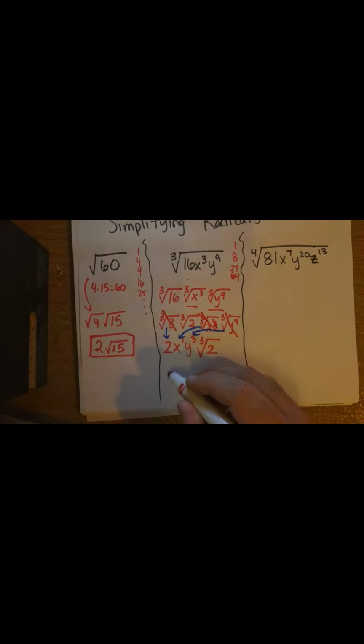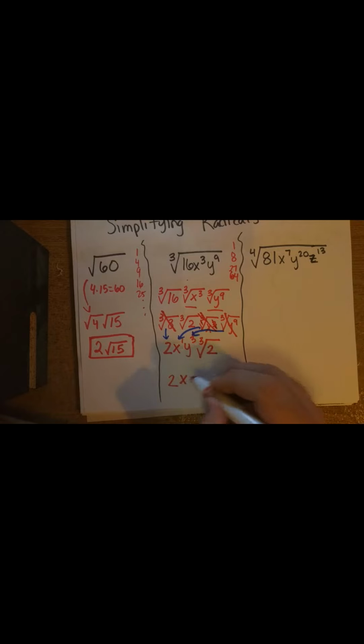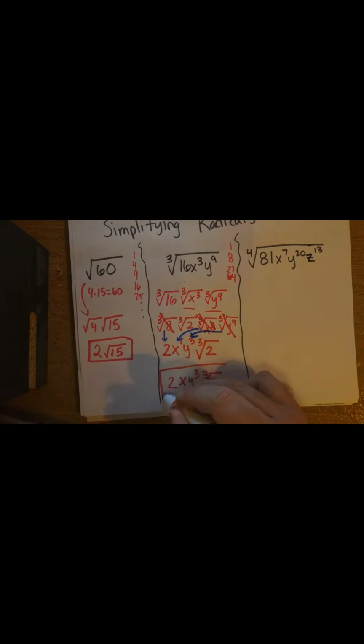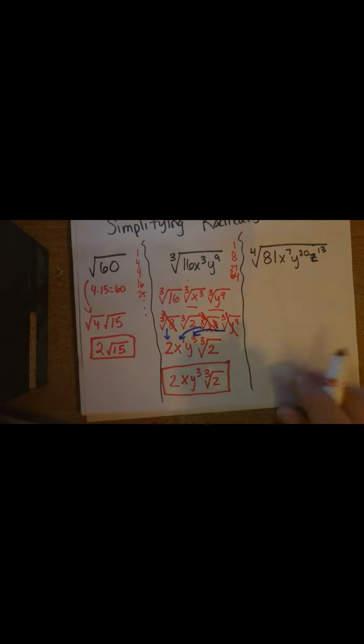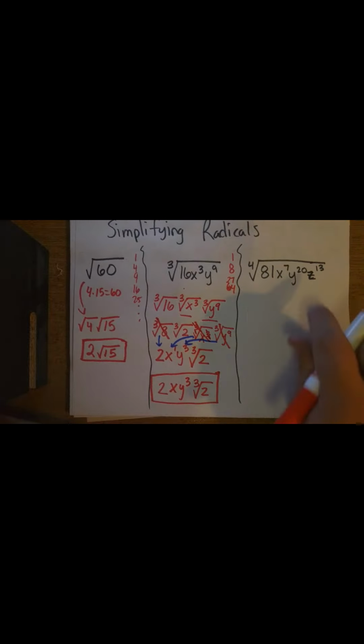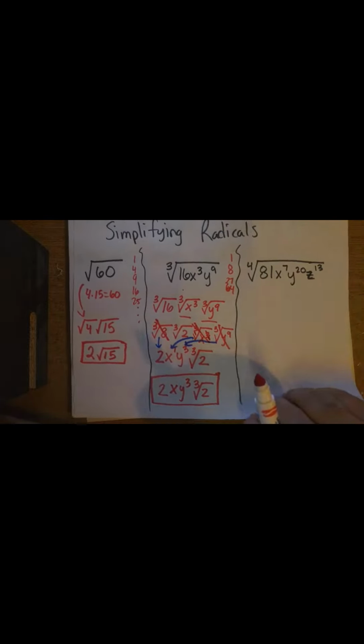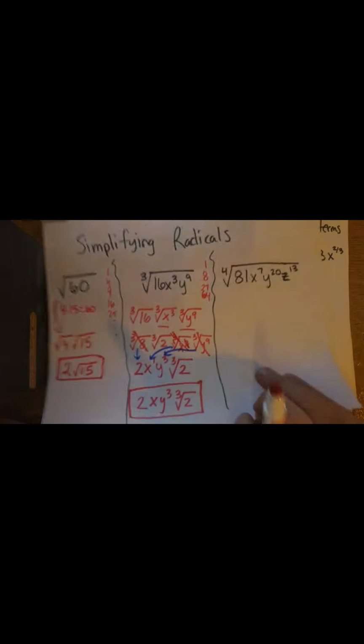Let me just go ahead and rewrite this a little bit. I'm going to bring the 2 down. Instead of writing x to the 1, I'm just going to write x. I have the y cubed and the cube root of 2. Okay, let's see if we can do this last one. I think we can save this for later.